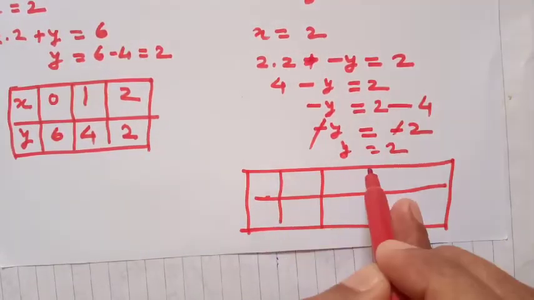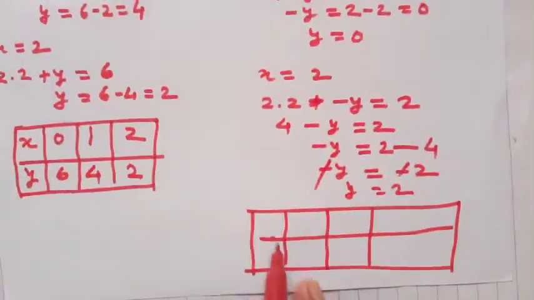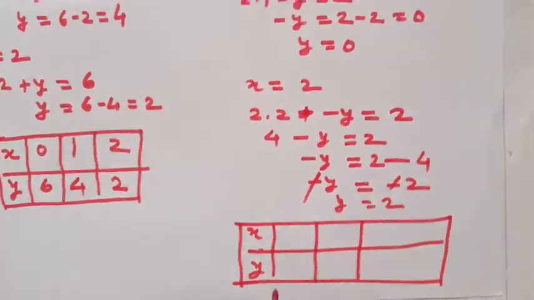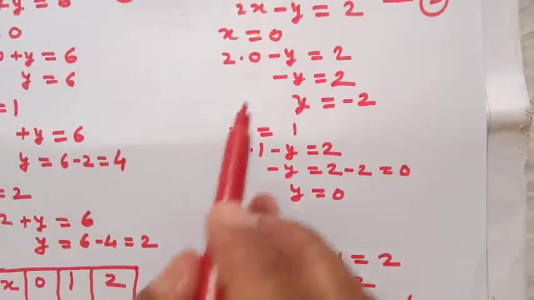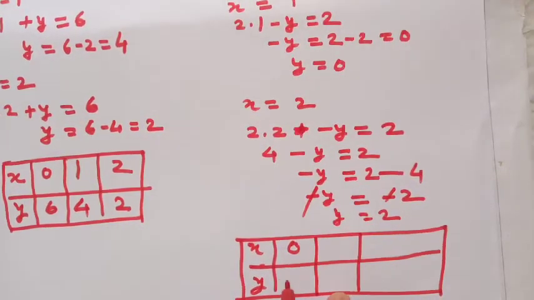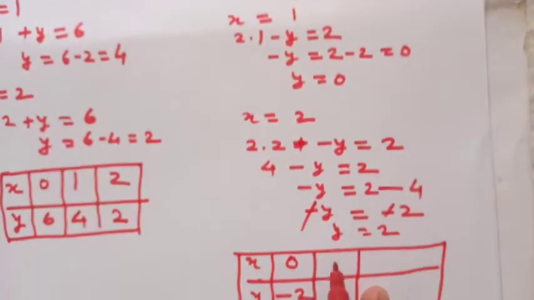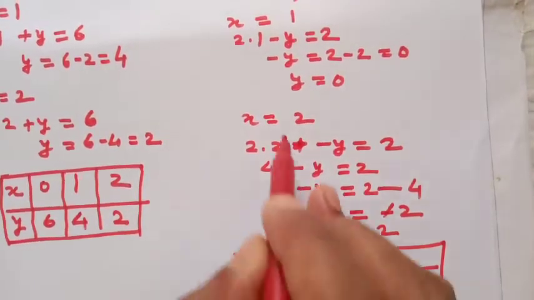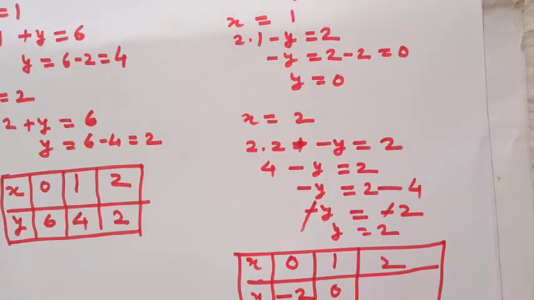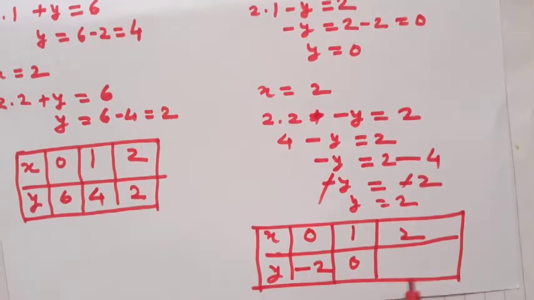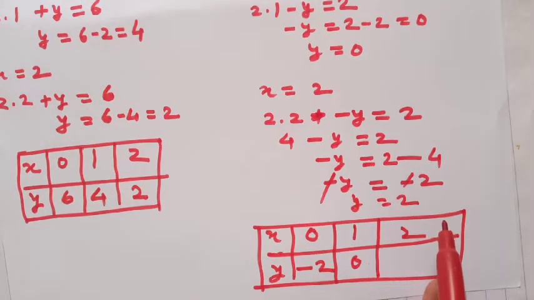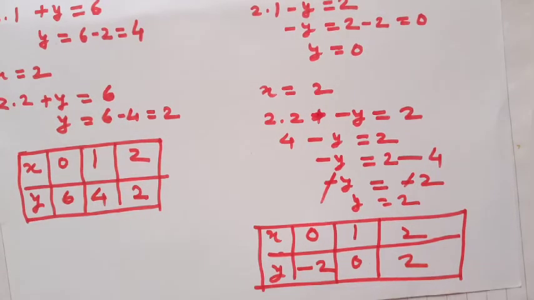1, 2, 3 and 4. If x is equal to 0, y is equal to minus 2. X is equal to 1, y is equal to 0. X is equal to 2, then y is equal to 2. Okay, now you have the coordinates for both linear equations.